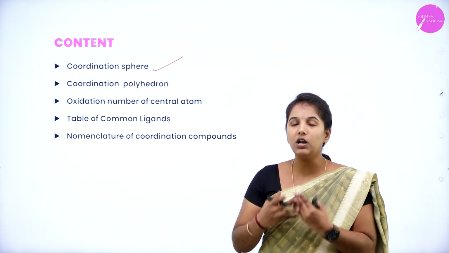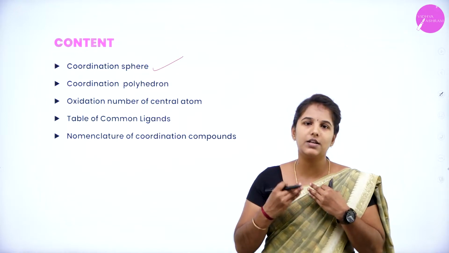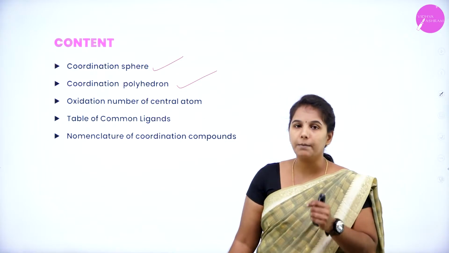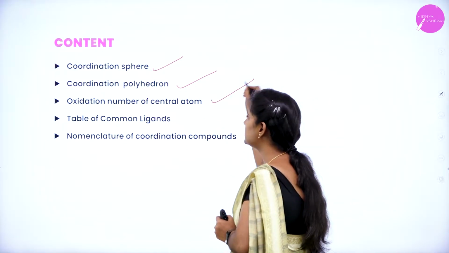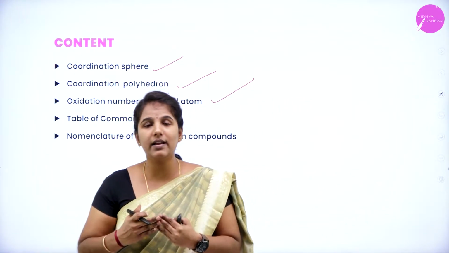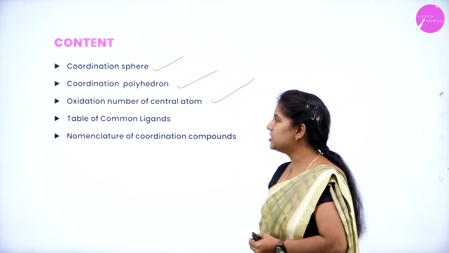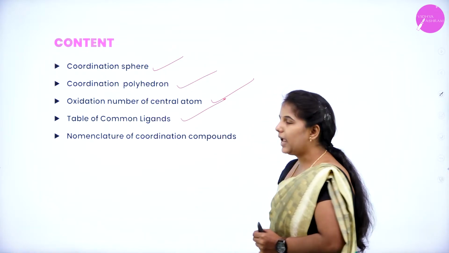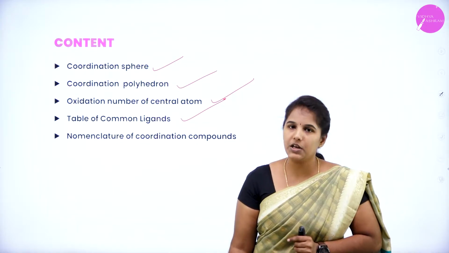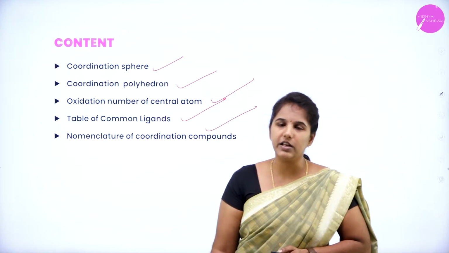So what are we going to understand? The coordination sphere, which is the last terminology in coordination compounds. Later we are going to discuss the coordination polyhedron, and the oxidation number calculation of the central metal atom. So how to calculate the oxidation number in a coordination compound, we are going to understand in this session, along with tables of some common ligands used in coordination compounds. At the last, we are going to understand the nomenclature of coordination compounds.